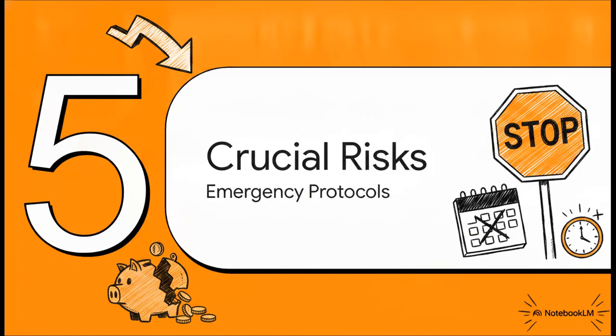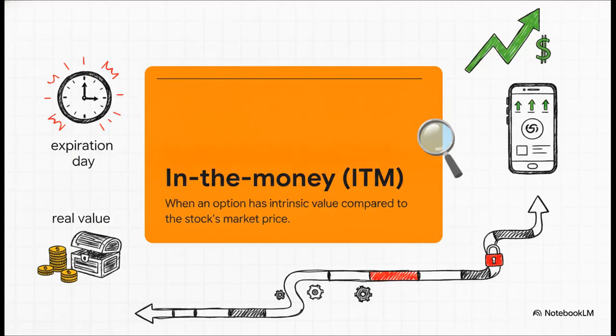Finally, part 5, crucial risks to avoid. Our emergency protocols. You know how to buy and sell now, but to actually survive options trading, you have to understand the market's strict rules. Okay, we really need to understand the concept of being in the money, or ITM, because it triggers a massive risk on expiration day. For a call option, being in the money simply means the current stock price has risen above your chosen strike price, which is a good thing, right? It means your contract has real intrinsic value. But on expiration day, that value turns into a strict mechanical obligation if you aren't paying close attention.